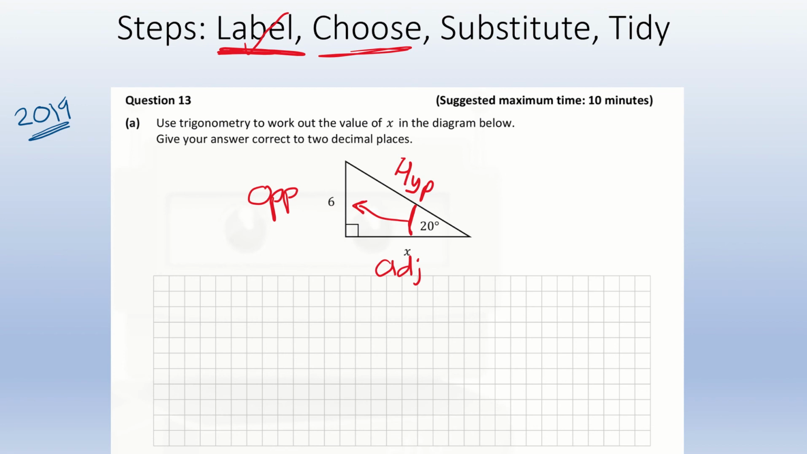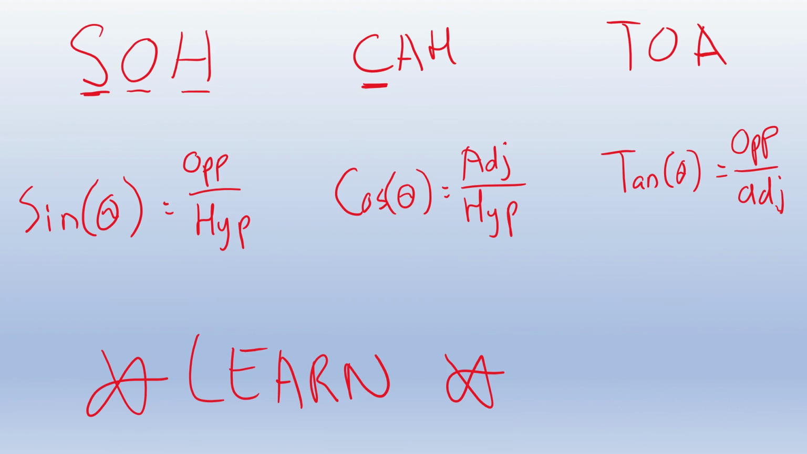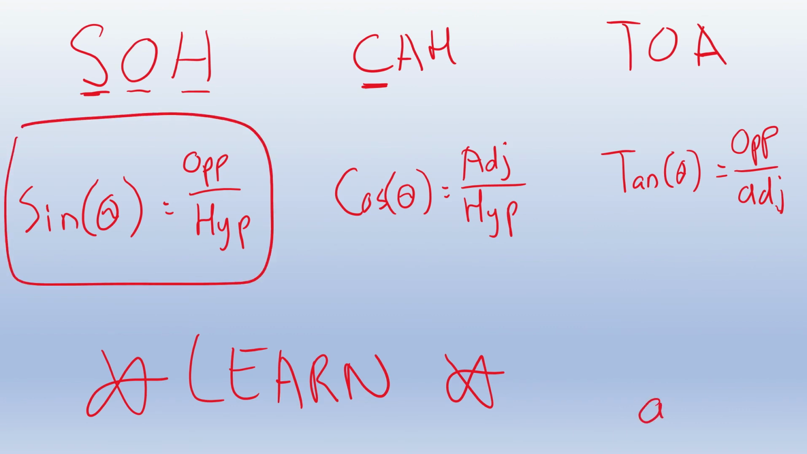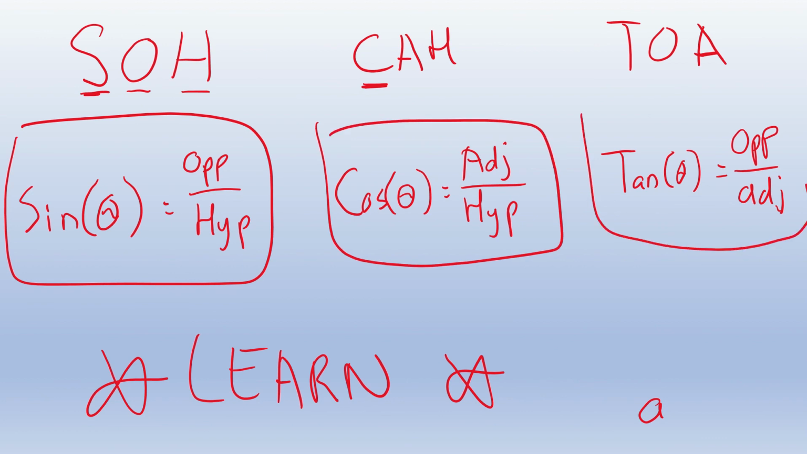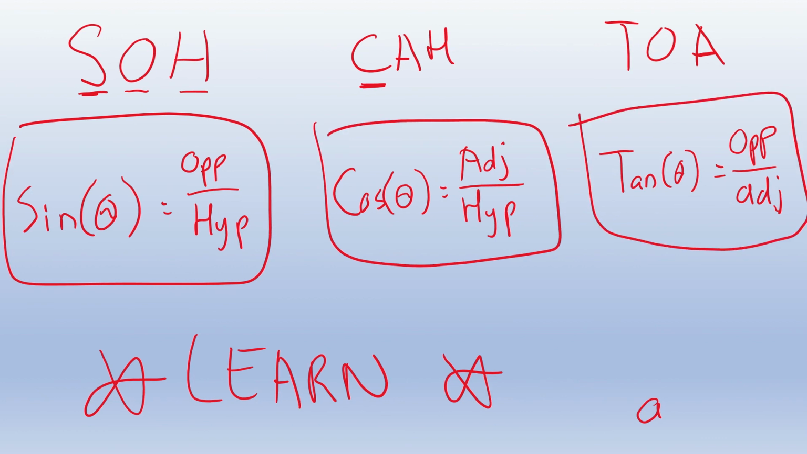So for this question, we have our opposite and we have our adjacent. We're told nothing about the hypotenuse, so we don't want anything to do with that. So what we need to find out is which one out of sine, cos or tan deals with my opposite and my adjacent. So I'm going to go back to this slide here. For sine of theta, I have my opposite, but it deals with my opposite and my hypotenuse. I don't want that. So this one isn't going to work for me.